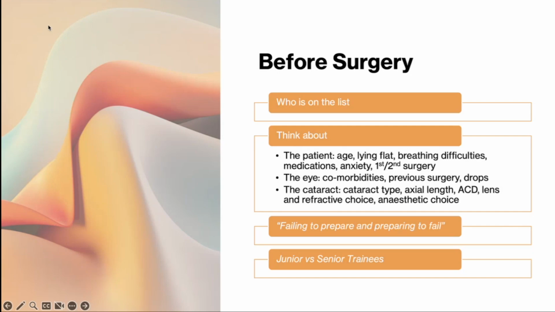Is their conj going to be a bit of a problem? Have they had previous glaucoma surgery? Do they have a tube in place? Do they have a trabeculectomy? What drops are they on? Because that tells you about the ocular surface. That information is quite handy to know.